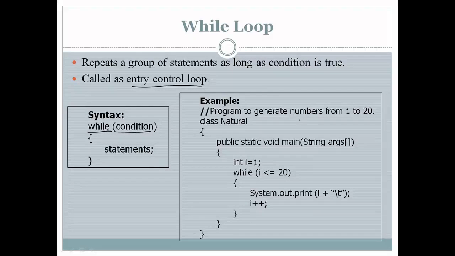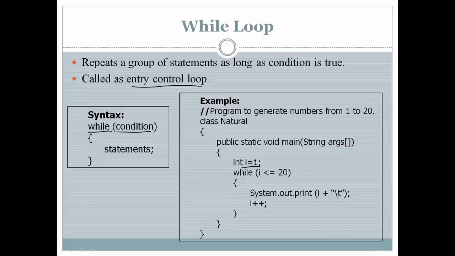This program generates numbers from 1 to 20. We have a class natural, and in that class we have declared public static void main. This is our main function. Inside the main function, first we have declared a variable I which is equal to 1. This is a counter variable. Every loop should have a counter variable, a condition, and an increment or decrement part. So this is the counter variable I which is assigned a value 1.